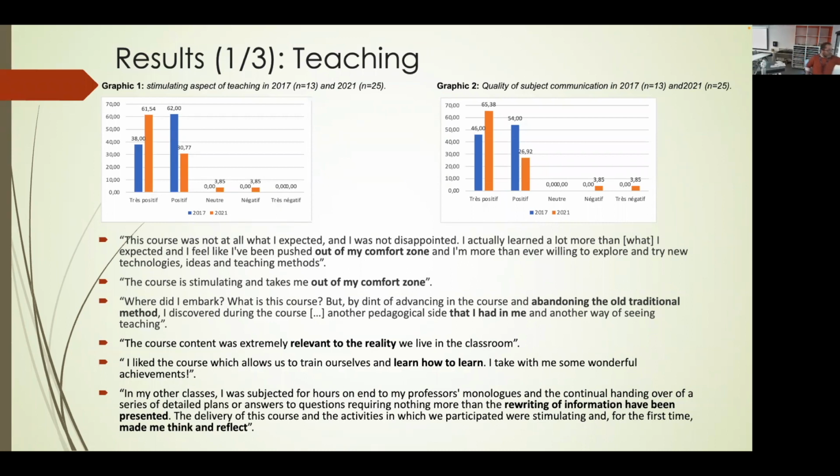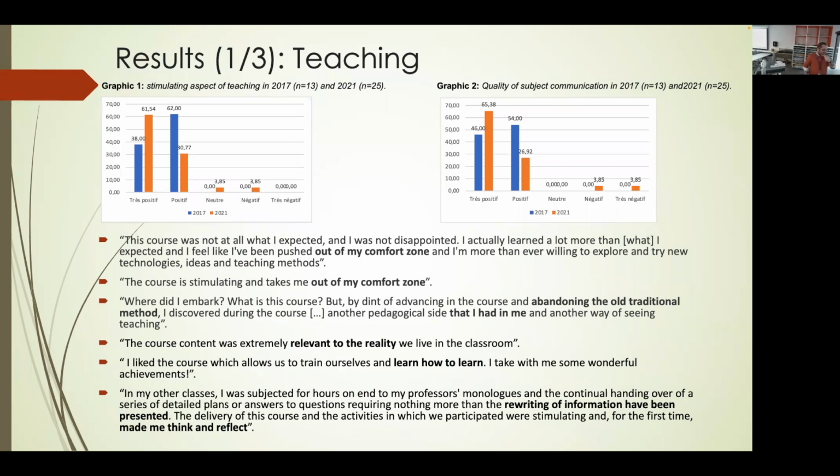And the same for the quality of subject communication. In the comments, there were 22 comments from 22 students, and 20 were positive and 2 were negative. So you can connect with these two people in the graphic. Two times they mentioned being out of their comfort zone. It was really, really difficult. It was really stimulating, but I was out of my comfort zone.